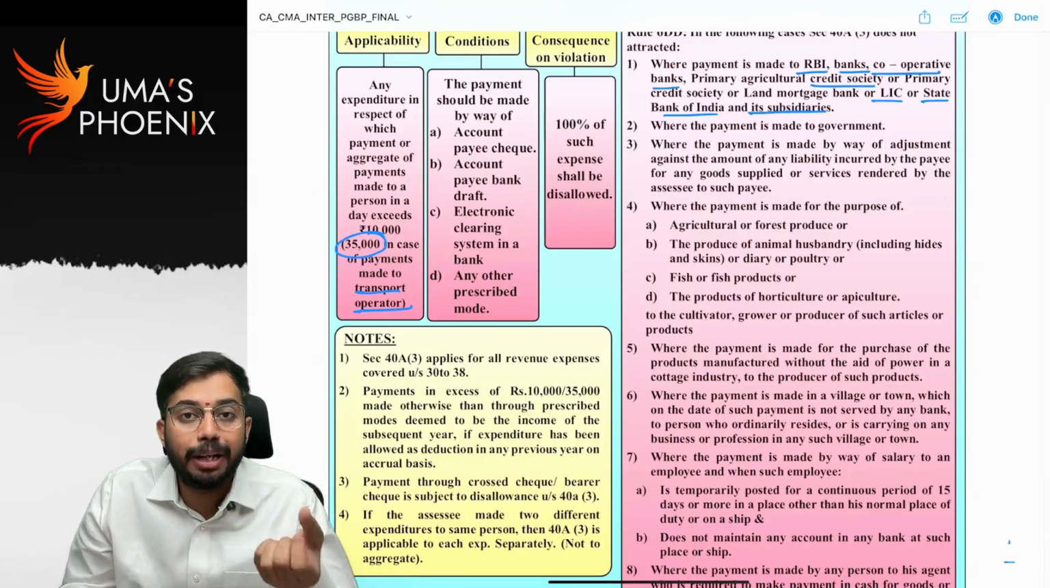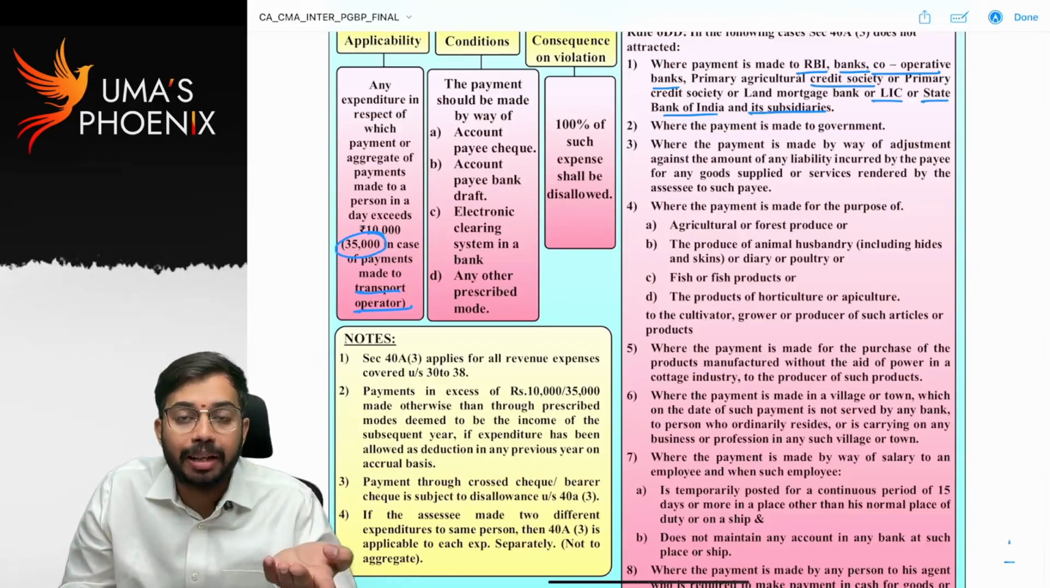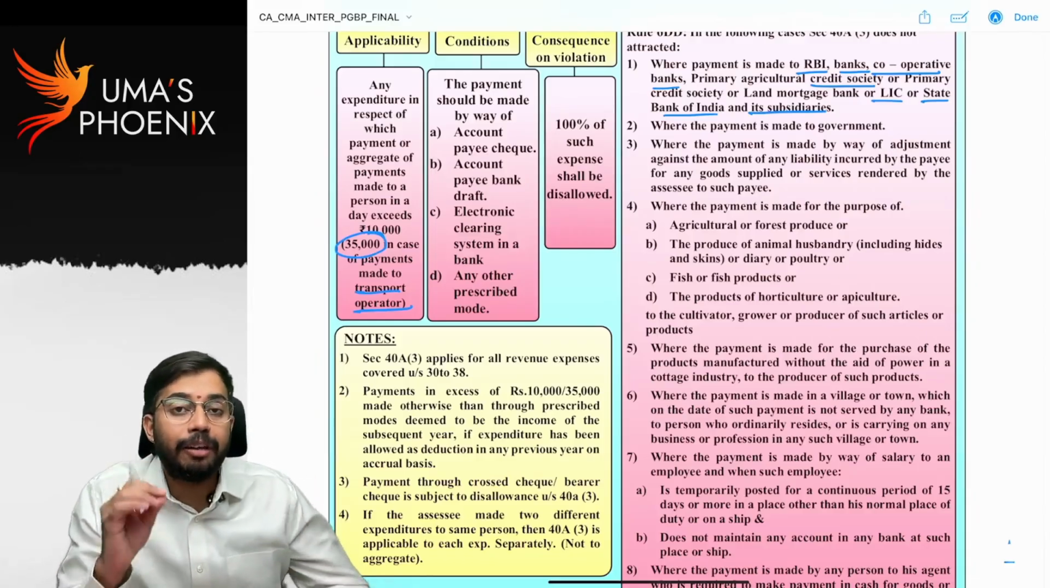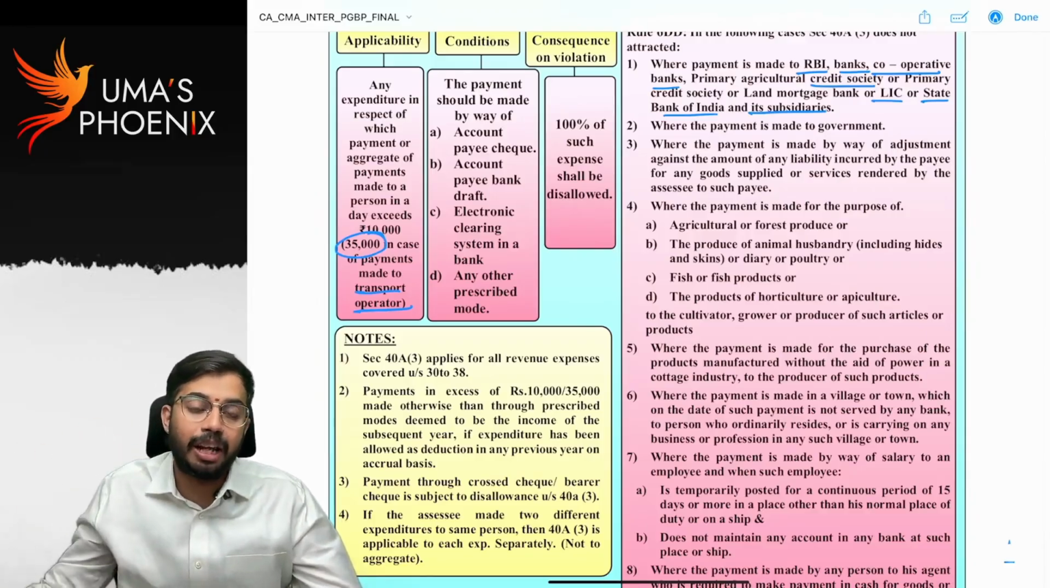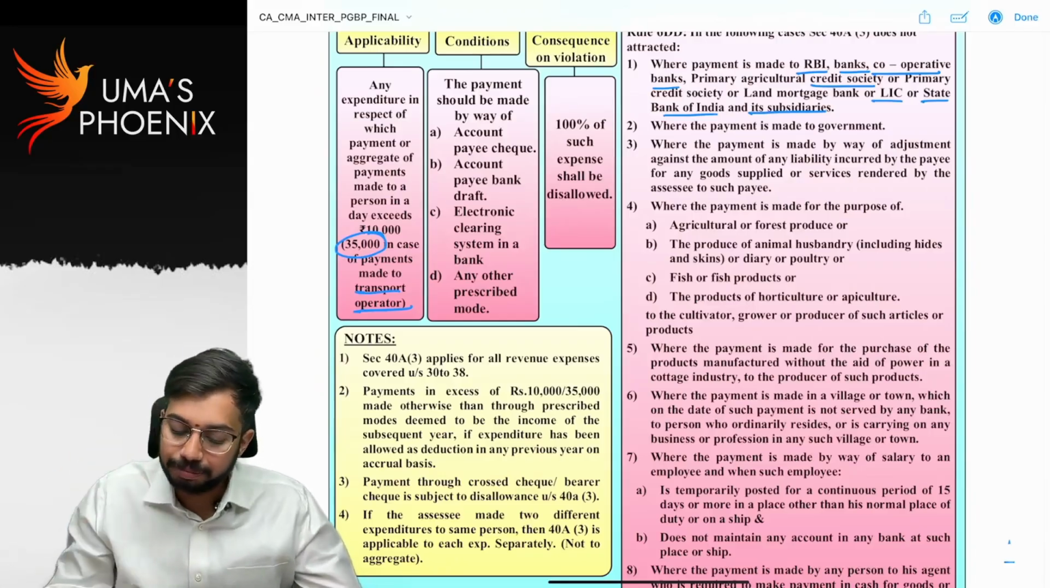Whenever payment is made to LIC, scheduled bank, RBI, cooperative bank, SBI and its subsidiaries, then for these categories of persons, even if you are making cash payment of more than 10,000 rupees, still that expenditure is allowed as deduction because 40A3 provisions are not applicable.